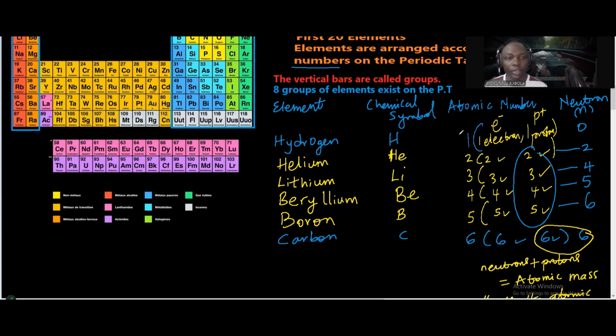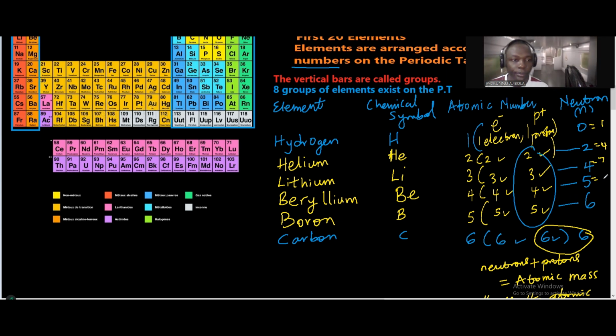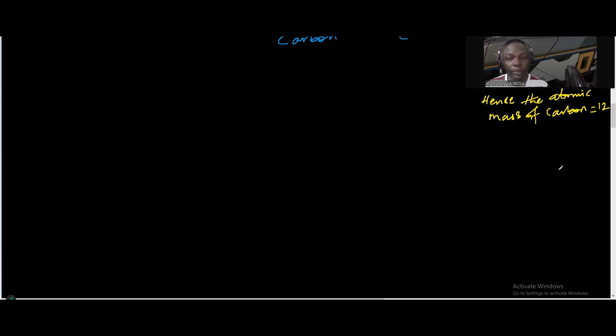So what if I ask you for the atomic mass of hydrogen? 0 plus 1. That's 1. What of that of helium? 4. What about this one? 7. What about this one? 9. And what about this one? 11. Though there might be discrepancies, basically it is the number of protons plus neutrons that gives us the atomic mass. I mean the atomic mass rather, not the atomic number, because we already have the atomic number and that is what is used for the arrangement.